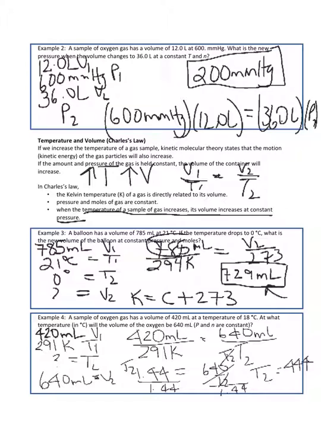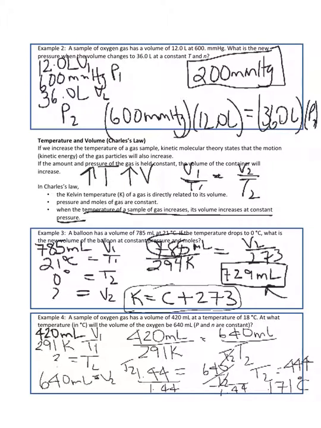So we've talked about how to go from Celsius to Kelvin. How do we go the other way? Well, if this is our equation to go from Celsius to Kelvin, to go the other way, we would subtract 273. So 444 minus 273 tells us that our new temperature is 171 degrees Celsius.